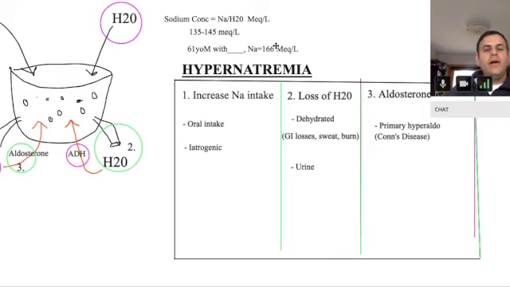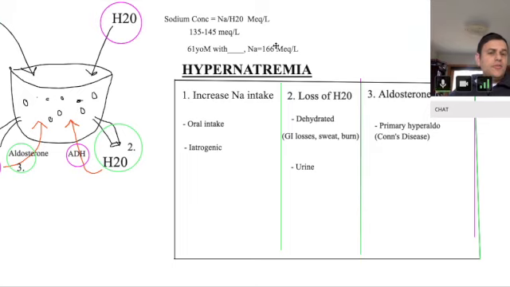So number one, are they taking in too much salt? The story in the stem is going to tell you something like that. They may have had a cardiac arrest and got tons of sodium bicarb. They may have had some oral intake of sodium for some reason. Maybe they're on salt tablets. Maybe they're taking some homeopathic concoction that contains salt. That's going to be category number one.